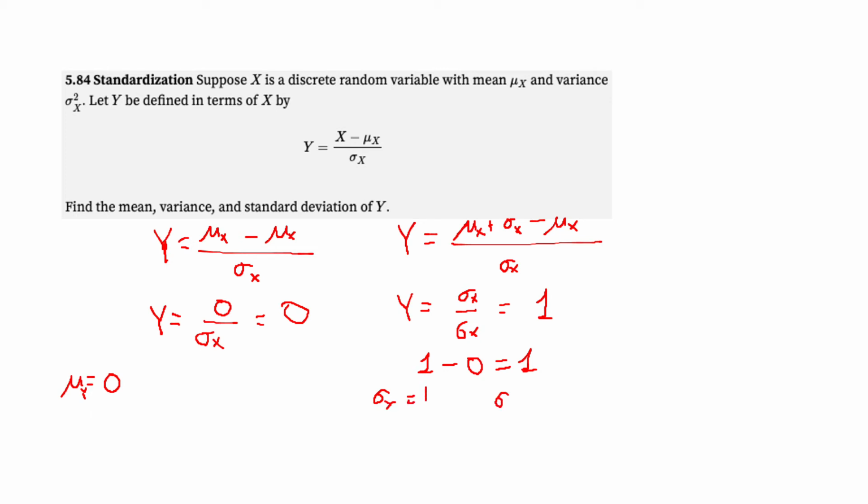If we square that, our variance is just 1 as well. Okay, and that's the act of standardizing something. It puts the mean of the new variable at 0 and the standard deviation at 1. Okay, so you express y in terms of standard deviations away from the mean.